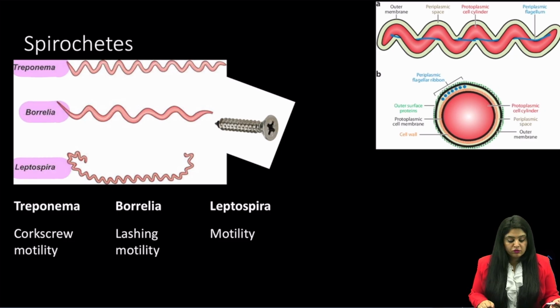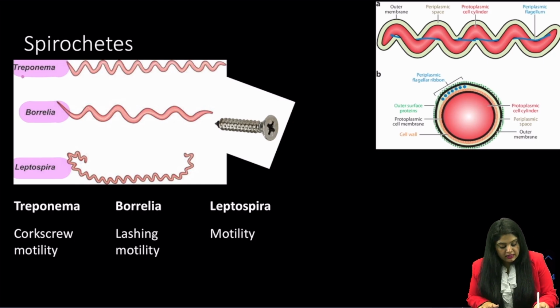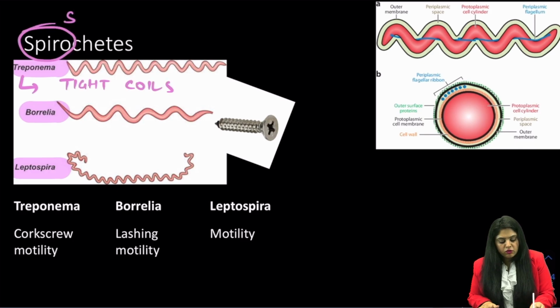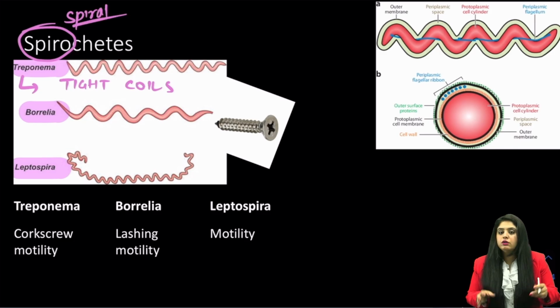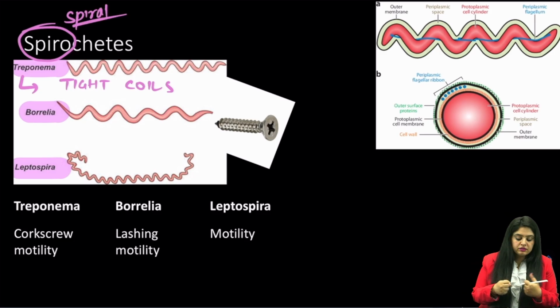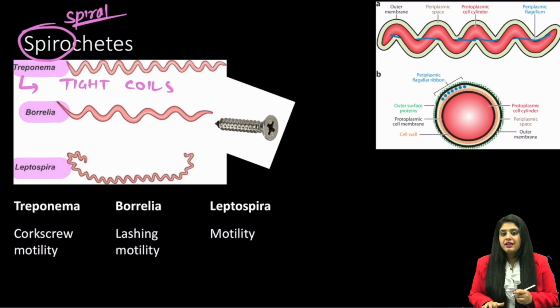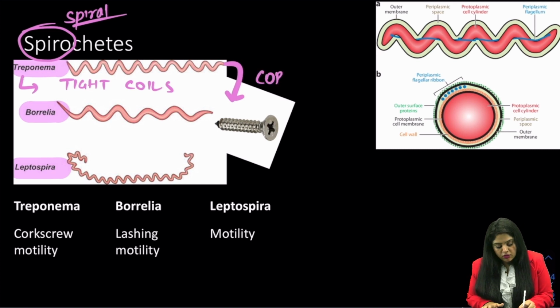Treponema, Borrelia and Leptospira. First, you should be able to identify them. Treponema, TT. T means very, very tight coils. Spiro means all of them are going to be spiral, but loose spirals or tight spirals, that is the point. Treponema has very tight coils, and because of that, what kind of motility will it have? It looks like a corkscrew.